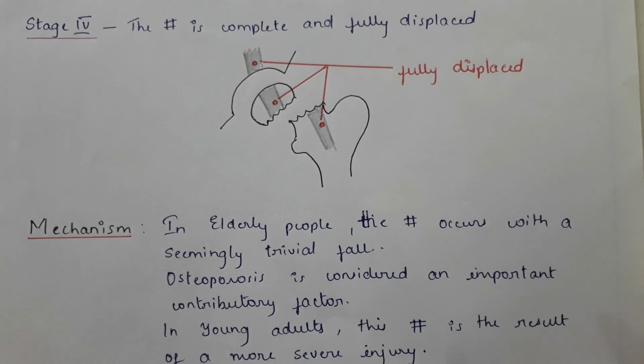Mechanism of the fracture of neck of femur. In elderly people, the fracture occurs with a seemingly trivial fall. Osteoporosis is considered an important contributory factor. In young adults, this fracture is the result of a more severe injury.